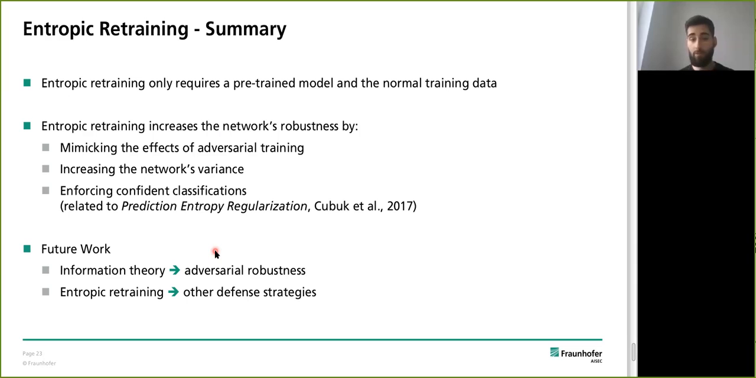What's also interesting for future work is that entropic retraining could also be combined with different countermeasures, with different defense strategies, for example, also with adversarial training, to allow an even more robust training approach to protect neural networks.